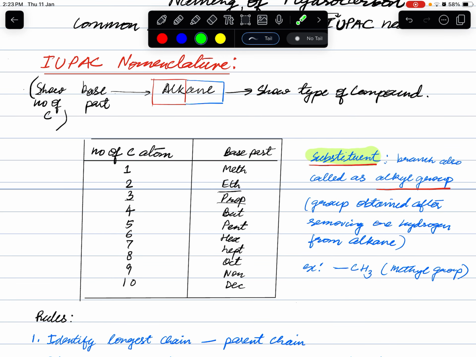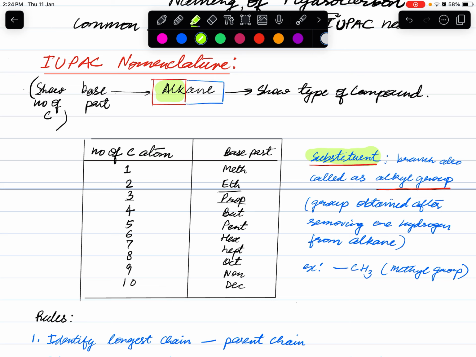Now, to understand this, at your stage, we will be understanding the naming with the help of alkanes. You know, alkanes are saturated hydrocarbons which have only carbon-carbon single bonds. Later on, we will apply it in other cases also. So, in case of alkane, if you see the name alkane, it has two parts. The first part, that is your alk part, is called the base part.